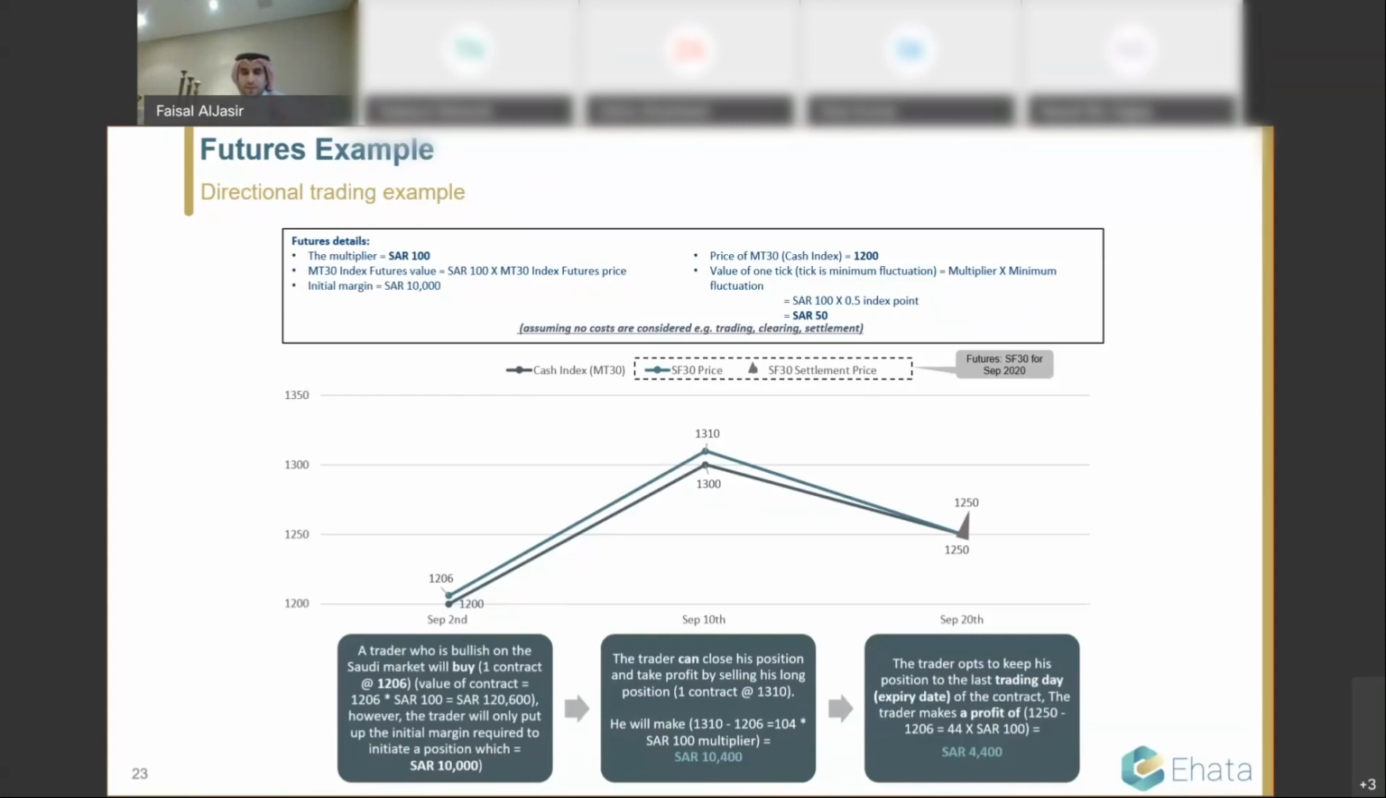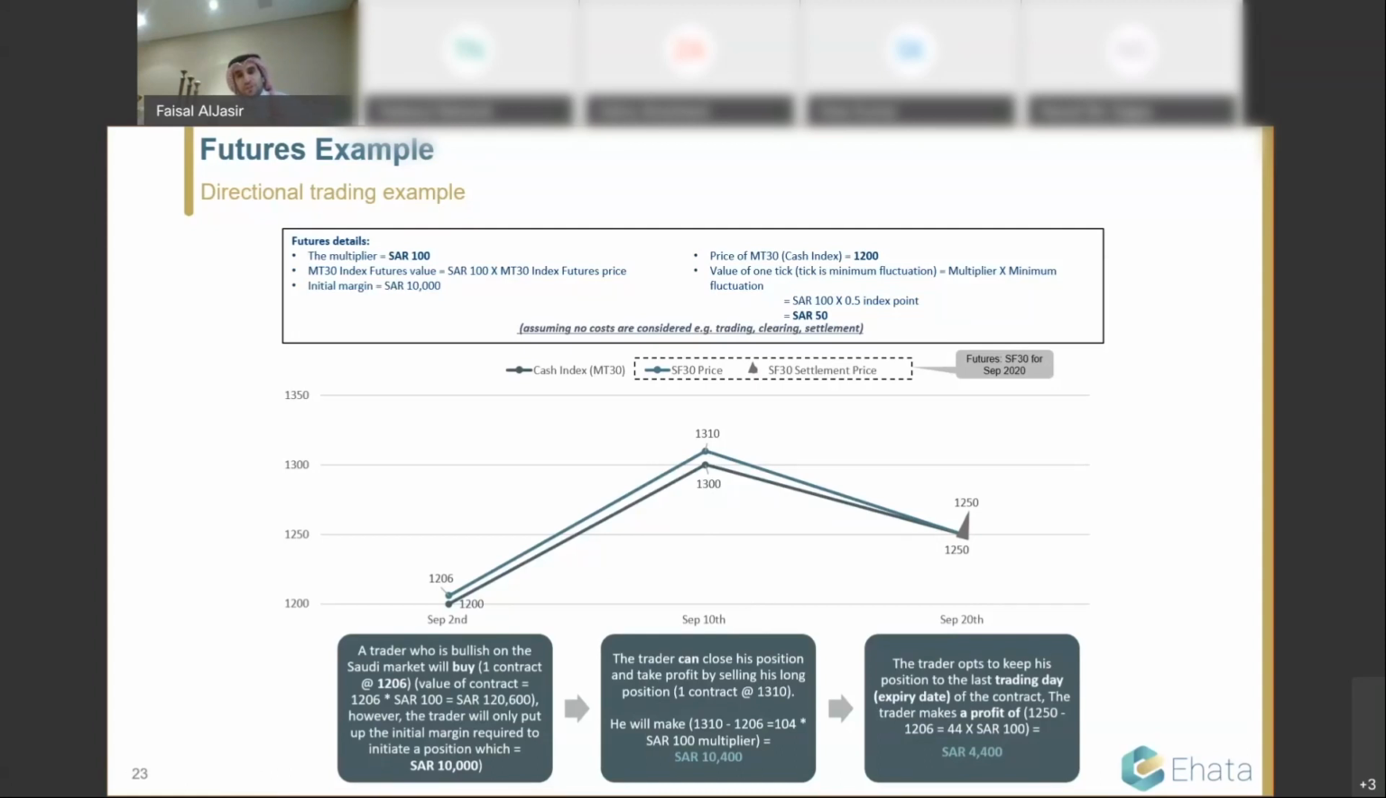What happens on the 10th of September? The 10th of September is basically another settlement date, although it's somewhere in the middle there. So on the 10th of September, the market moves, and the price of the future moves with it. The index, the MT30, is 1,300, and the future is 1,310. So this is a point in time where you can actually exit your position. Now you're a buyer. In this case, you need to sell in order to exit your position.